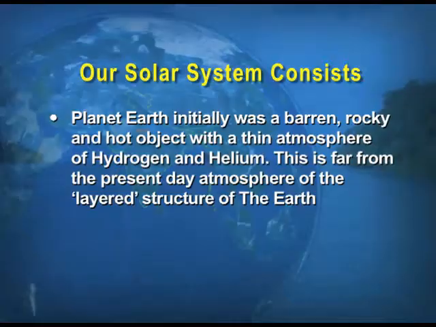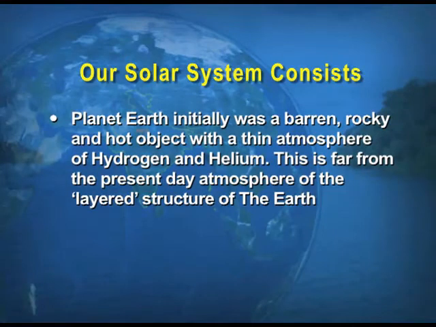The rest of the 4 beyond asteroids are also known as Jovian planets. And when we talk about the evolution of the Earth, the planet Earth initially was a barren, rocky and hot object with a thin atmosphere of hydrogen and helium. This is far from the present day atmosphere and the layered structure of the Earth.